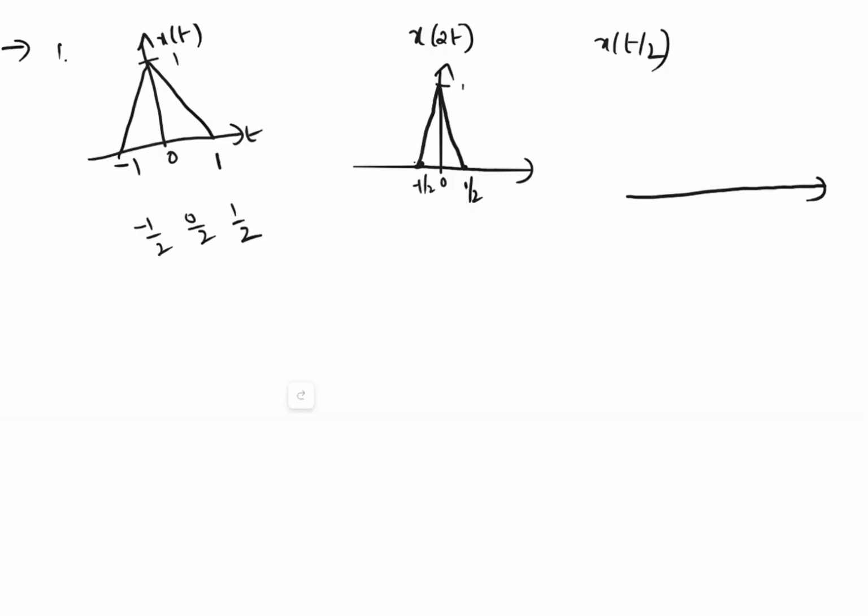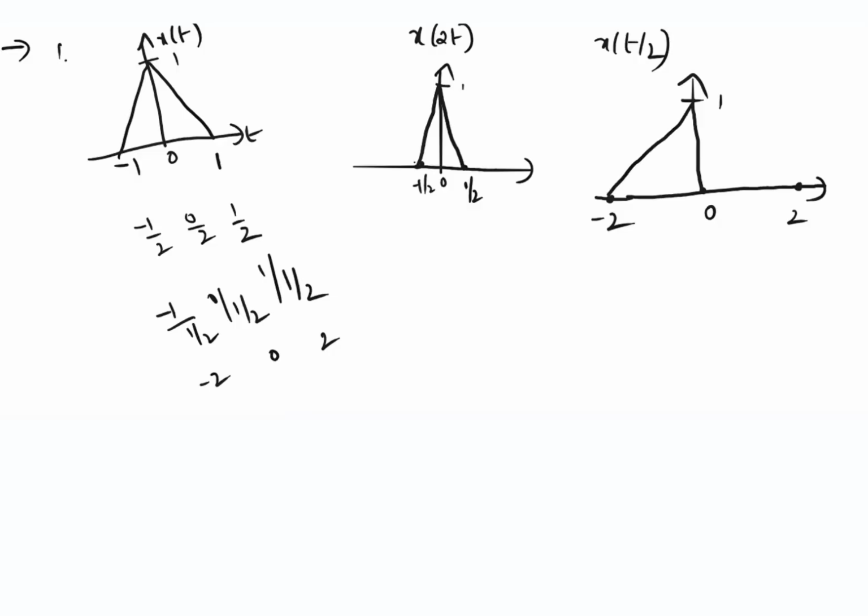Okay, same way. To draw x of t by 2, you have to make 1 by 1 by 2, 0 by 1 by 2, 1 by 1 by 2. So it becomes minus 2, 0 and plus 2. Okay, so let this be 0. So as this is 1, the double is minus 2. So let this be 2. Amplitude is 1 again. See the signal. Okay, so slow down signal. That's about time scaling. Now we'll move to the third one, time reversal.